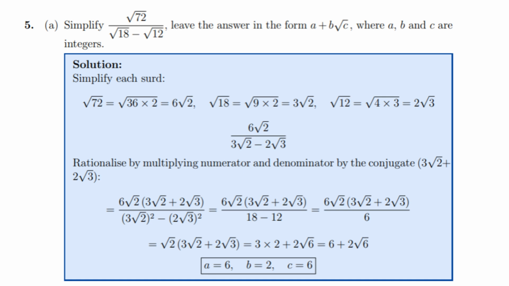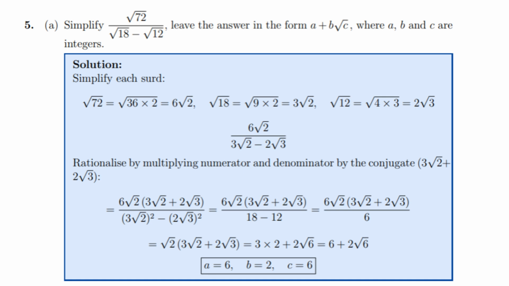Root 72 is equal to 36 times 2, so simplifying root 72, we get 6 root 2. Then root 18 will give us 3 root 2. Then root 12 will give us 2 root 3. With this, we can rationalize it. When we rationalize it, then it cancels out, this and this. So the final answer is 6 plus 2 root 6. A is equal to 6, B is equal to 2, and C is equal to 6.